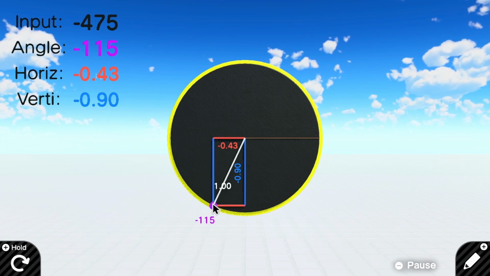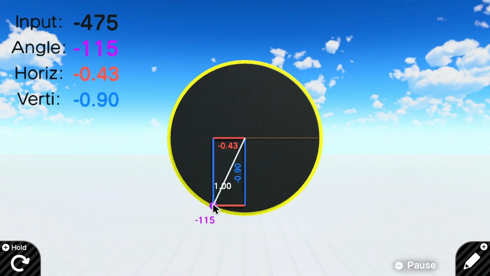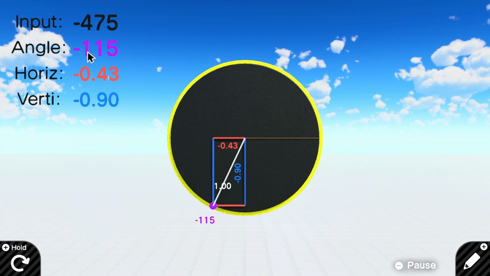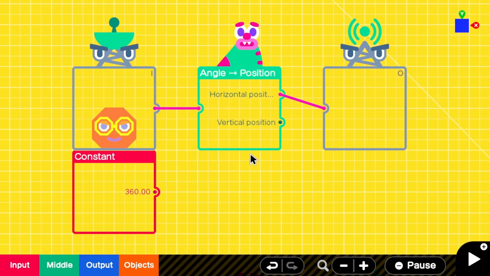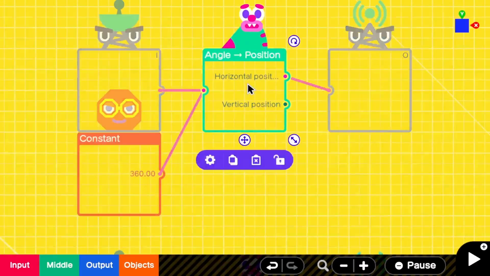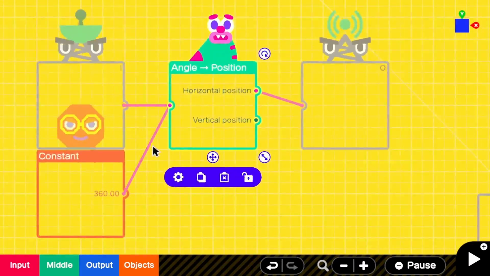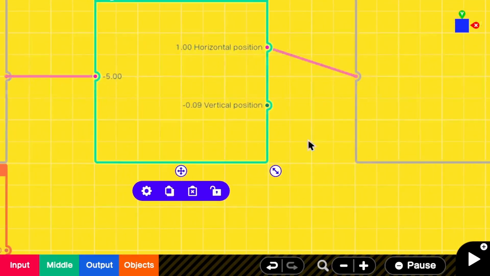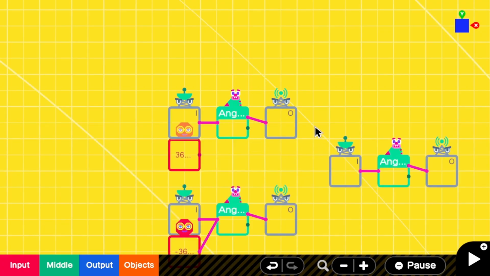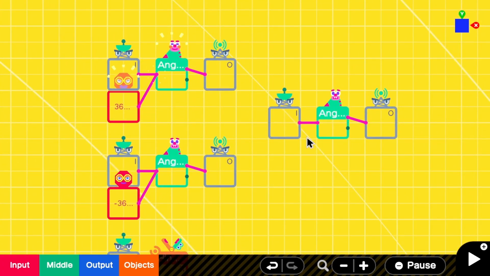So any nodon that outputs angles, like the angle sensor, for example, will always output an angle between negative 180 and 180. As for the inputs, for nodons that expect an angle input, like the angle to position nodon here, it doesn't matter if you add 360 or subtract 360. Whatever output this gives, if you add or subtract 360, it's going to be exactly the same as before. So that's one potential nodon shape if for some reason you have random 360s lying around.